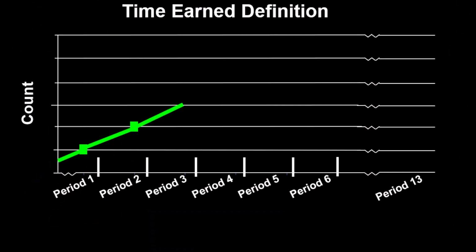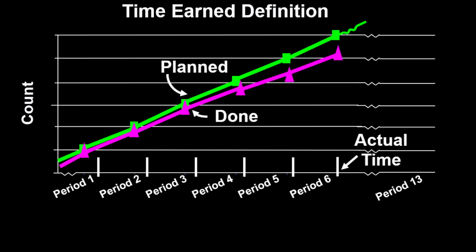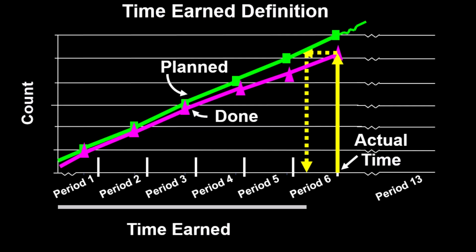Get better counts? Here's how. Get the counts planned. Get the counts done. At the actual time, map the counts done onto the counts planned. Drop a line from there to the timeline. From the start to that point is the amount of time earned.